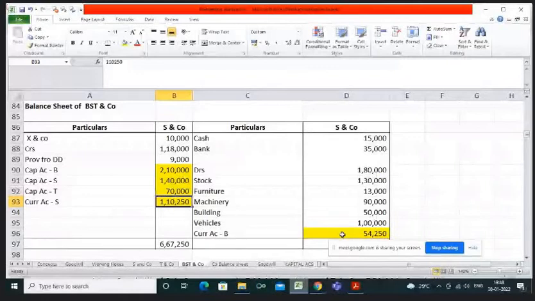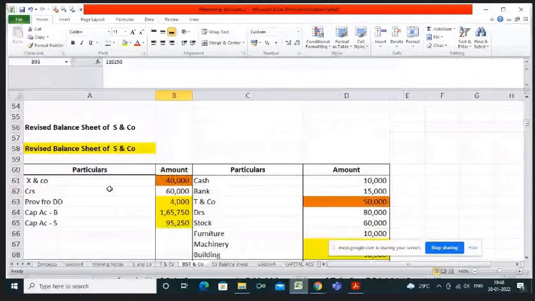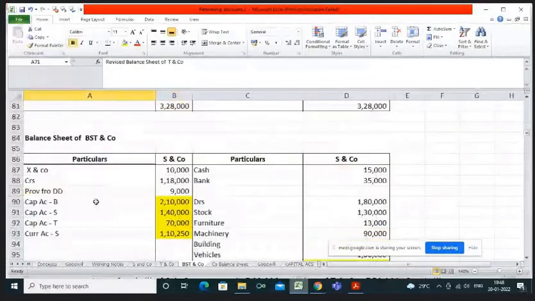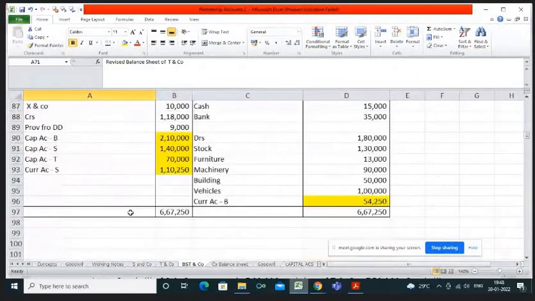That will be the difference between the revised balance sheet of S and T and Co. Otherwise, you can simply add up the balance sheets of, sorry, S and Co. and T and Co. You will get the balance sheet of BST and Co.